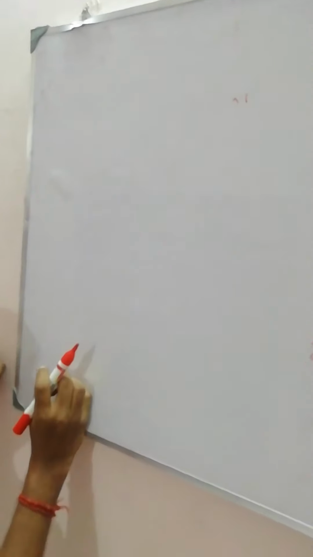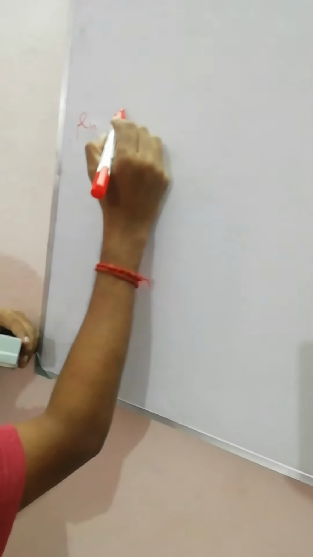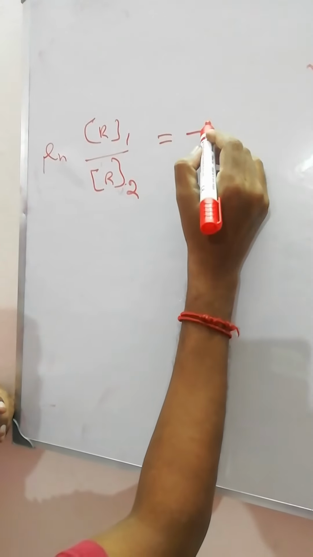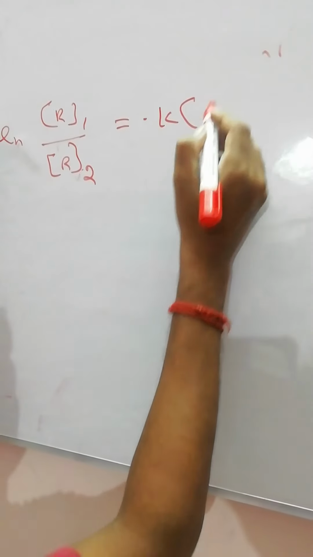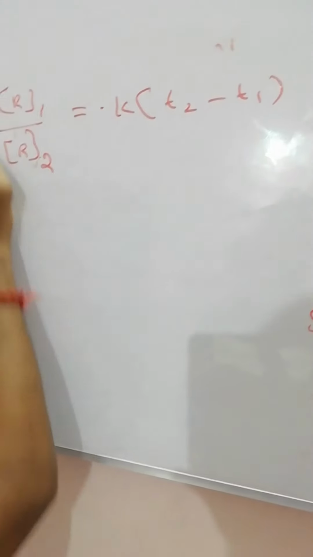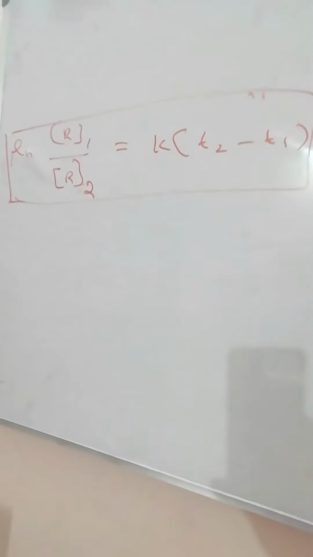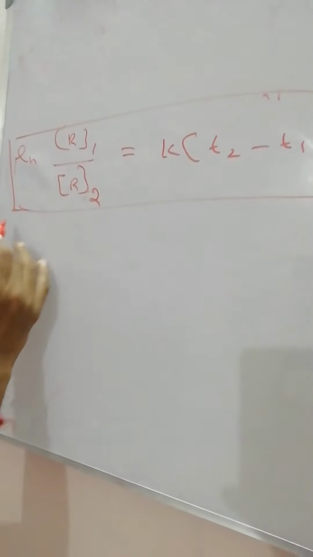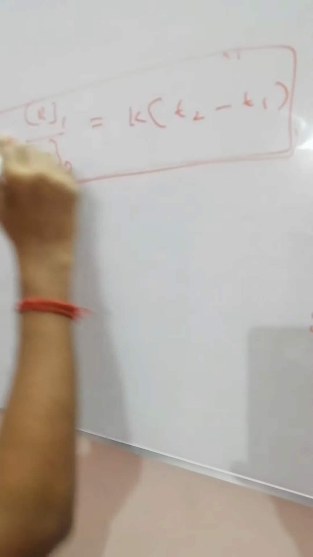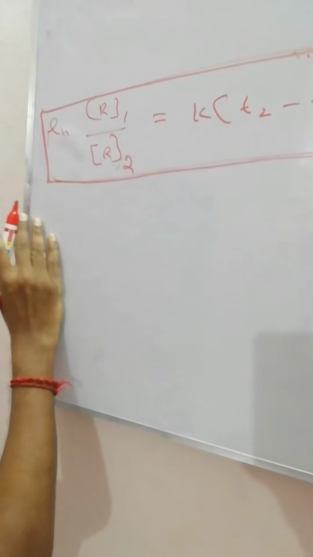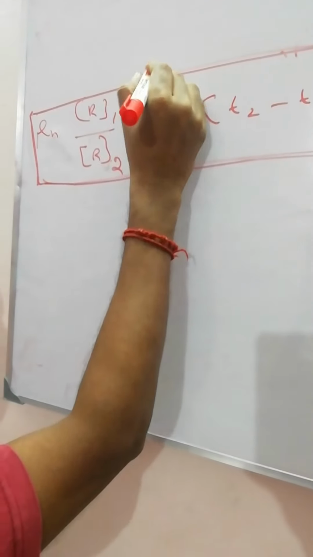Next we have to solve it again. ln R1 by R2, because from mathematics we use the division rule, equals k into (t2 minus t1). On solving you get this value. This is the average rate equation for two times and two rates, that is time interval, using first order rate equation. This one is also important.